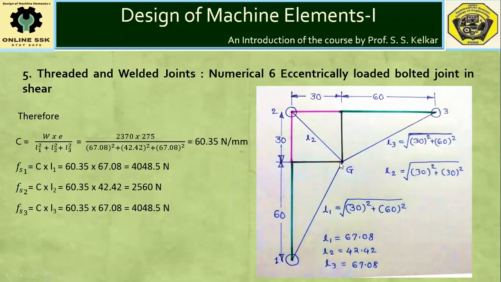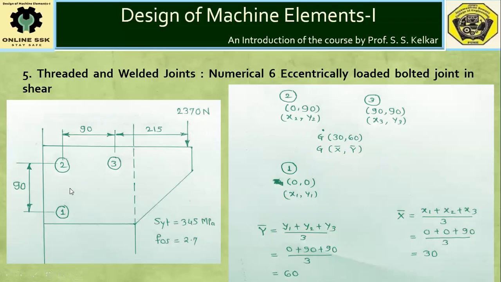CG is somewhere here. It is at a distance of 30 from this point. So while calculating the eccentricity, the perpendicular distance between the line of action of the force and the CG is the eccentricity. Here the CG point G is lying somewhere here, at a distance of 30 from bolt number 2. Therefore, from bolt number 3, it is at a distance of 60.